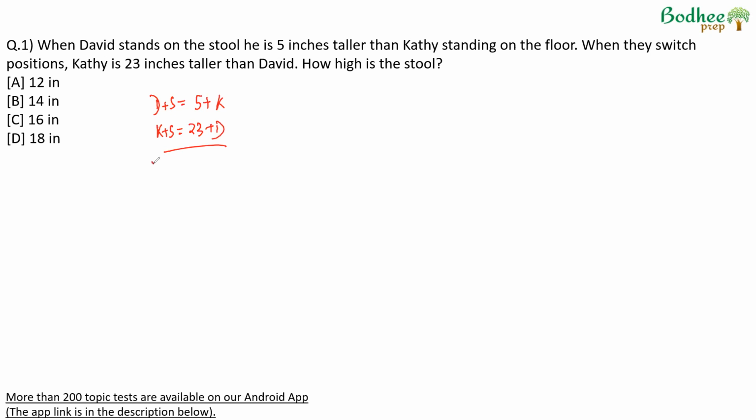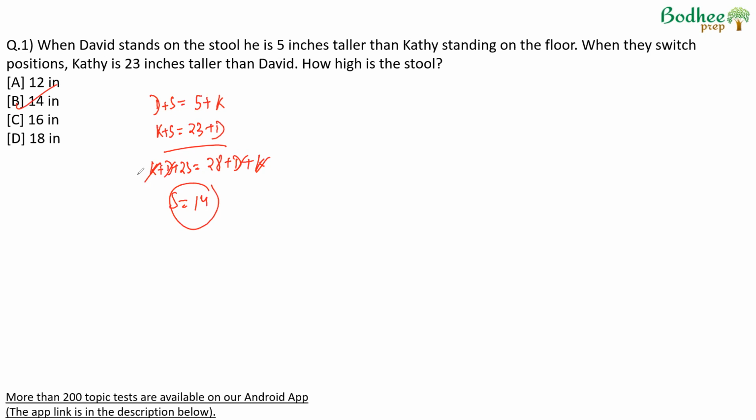Add the two equations. K plus D plus 2S is equal to 28 plus D plus K. D and K get cancelled out, and therefore S comes out to 28 by 2, which is 14 inches. How high is the stool? 14 becomes the answer. Or we don't have to write the equations.